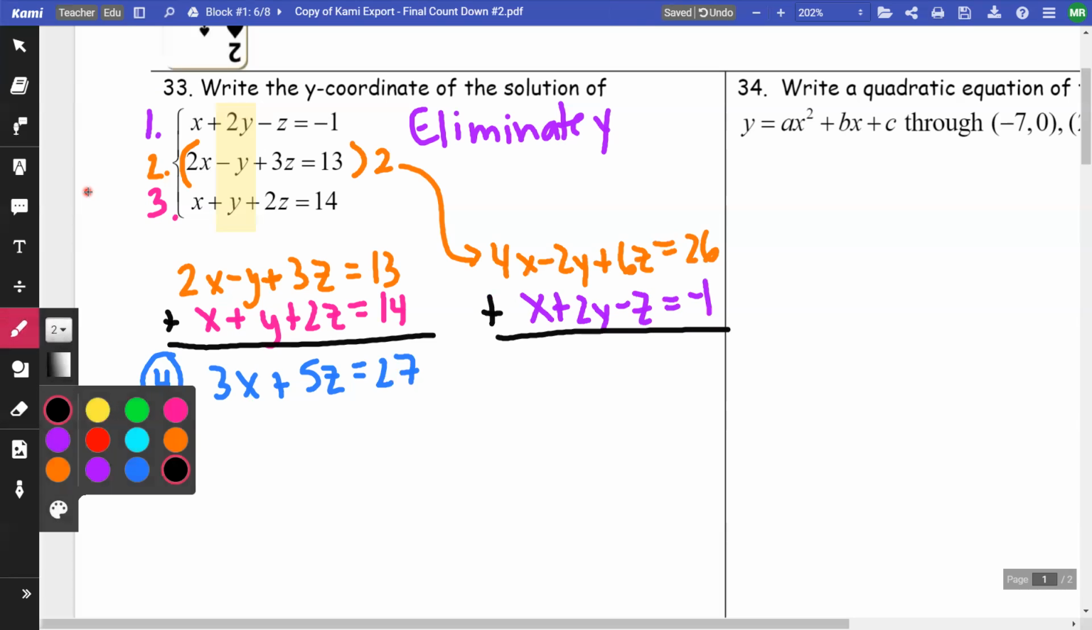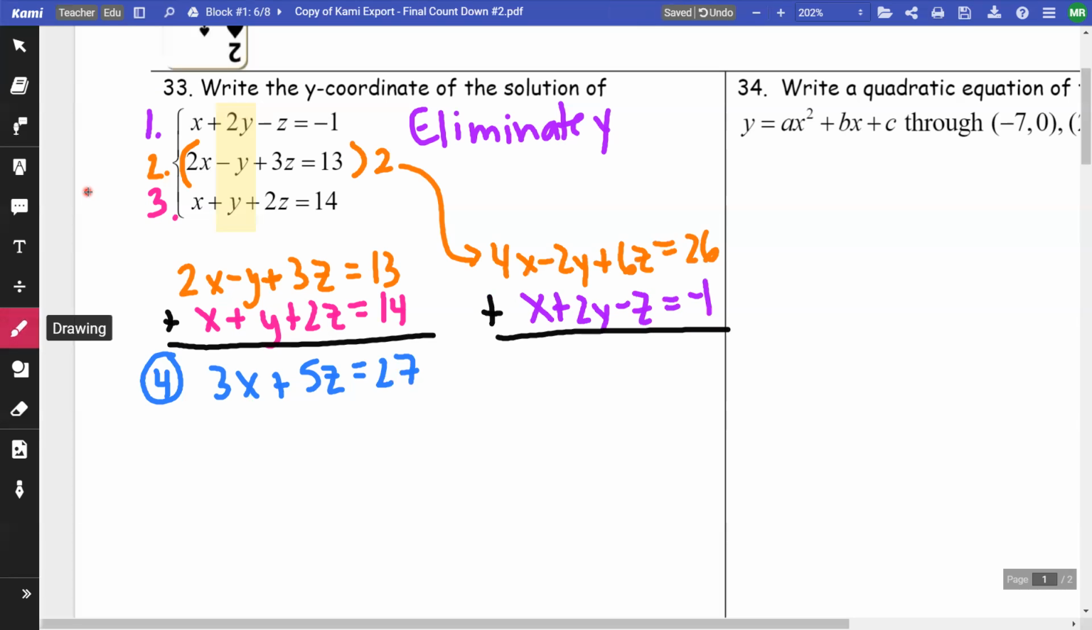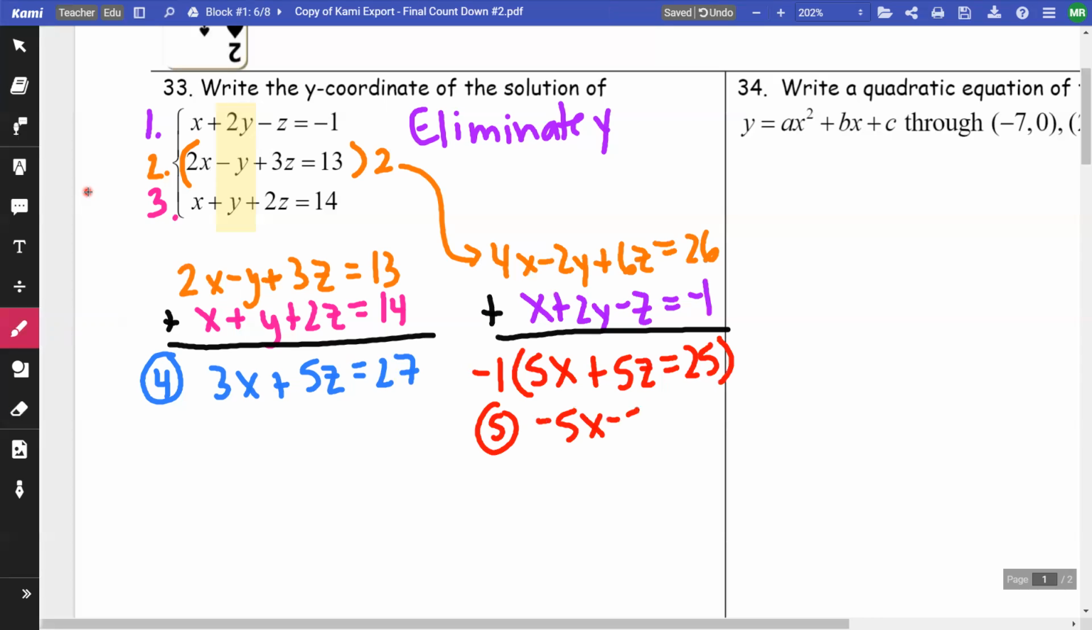When I do, I'm going to get a new equation, which is going to be 5x. My y's cancel, which is my goal, plus 5z is equal to 25. Now, normally I would divide everything by 5, but what I notice is there's a 5z here and a 5z here. So I'm actually going to keep the 5. But what I am going to do is multiply everything here by a negative 1. And so for my fifth equation, I'm going to have negative 5x minus 5z equals negative 25.